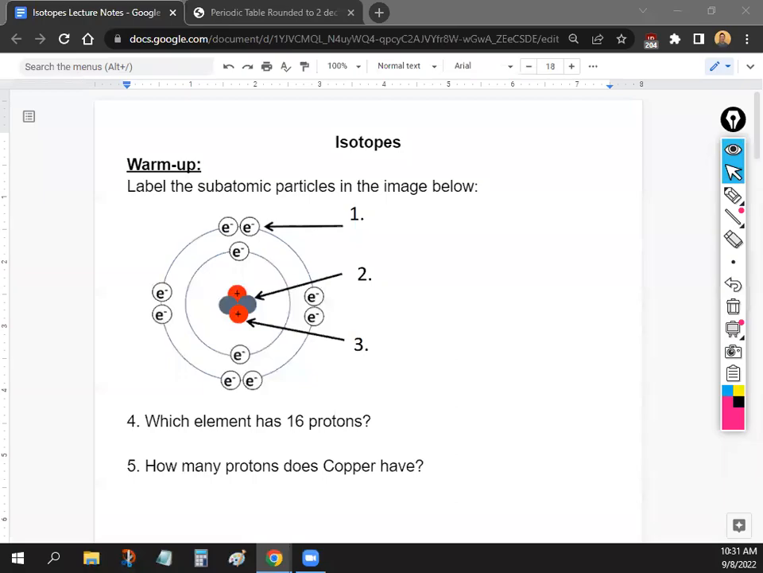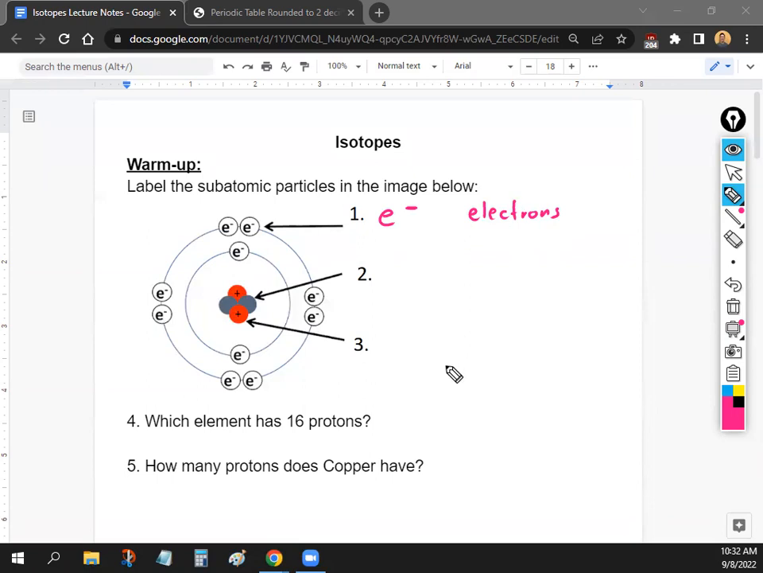Multiples. Okay, so number one, anyone want to shout out what number one is? Yeah, electrons. Okay, so you can write the full word or E minus. That's the same thing as writing electrons. Whatever you are more comfortable with writing down.